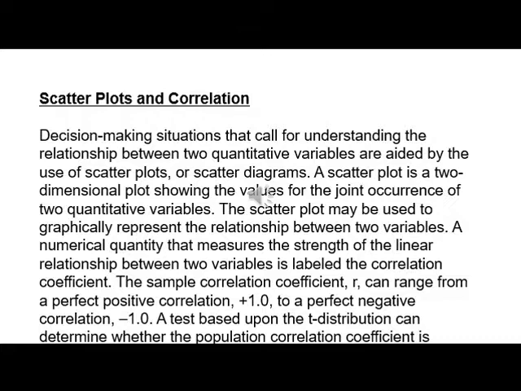A numerical quantity that measures the strength of the linear relationship between two variables is labeled the correlation coefficient. The sample correlation coefficient, r, can range from a perfect positive correlation, plus 1.0, to a perfect negative correlation, minus 1.0. A test based upon the t-distribution can determine whether the population correlation coefficient is significantly different from 0 and, therefore, whether a linear relationship exists between the dependent and independent variable.